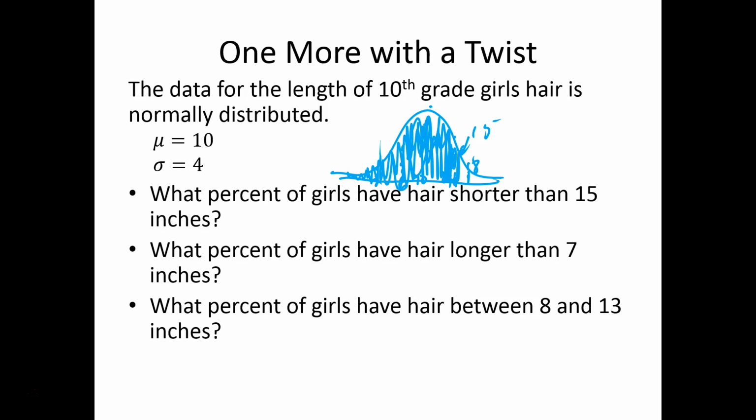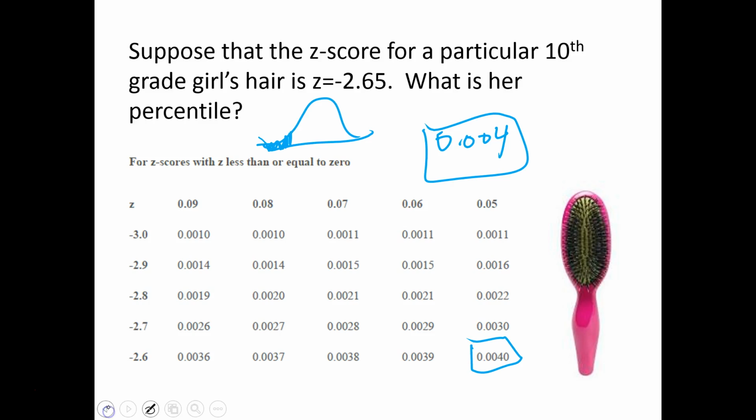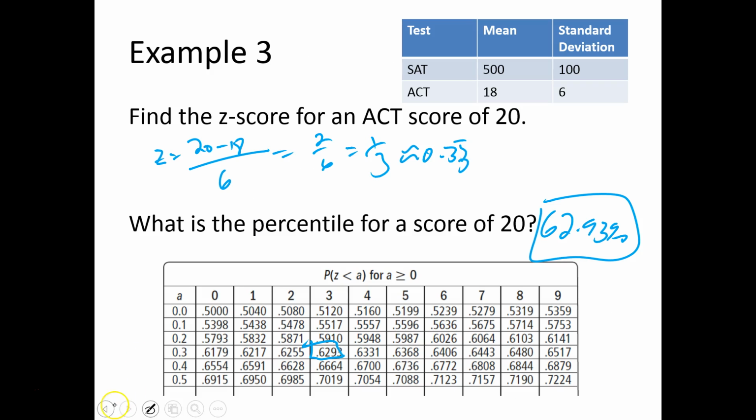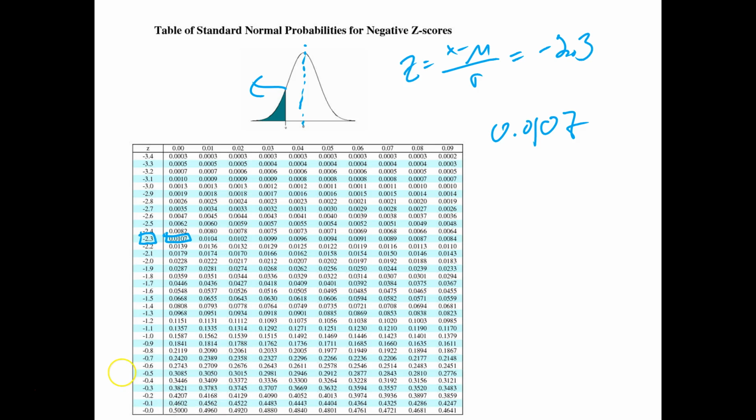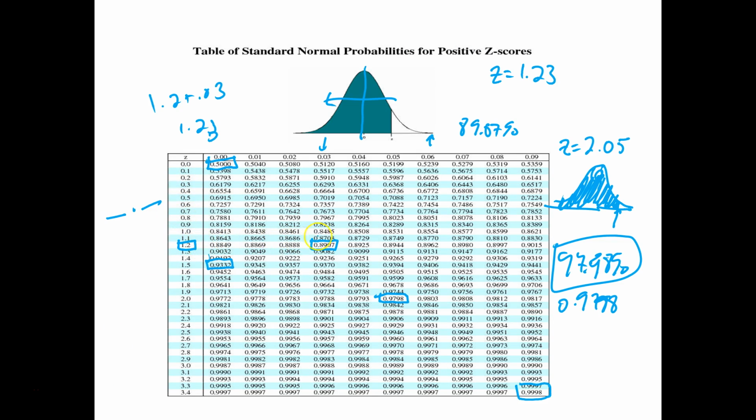And to get that area, we just have to convert to a z-score. So our z-score is going to be 15 minus 10 over 4. Looks like 5/4, or 1.25. So now all we have to do is go to our chart and figure out what 1.25 corresponds to. I'm going to have to go back to our big chart here. So 1.25. Here's, that's negative. So 1.2, scroll over to 5 right here. Looks like that's 0.8944.